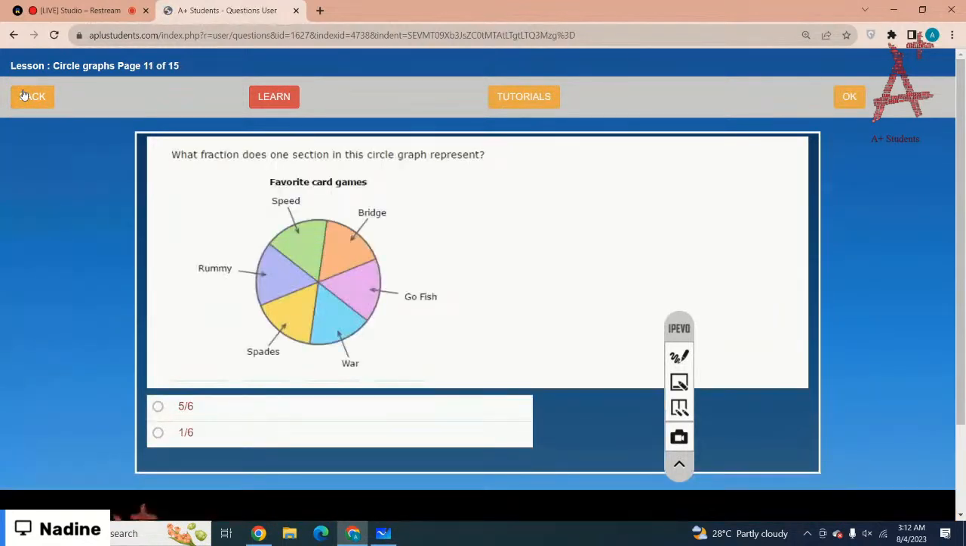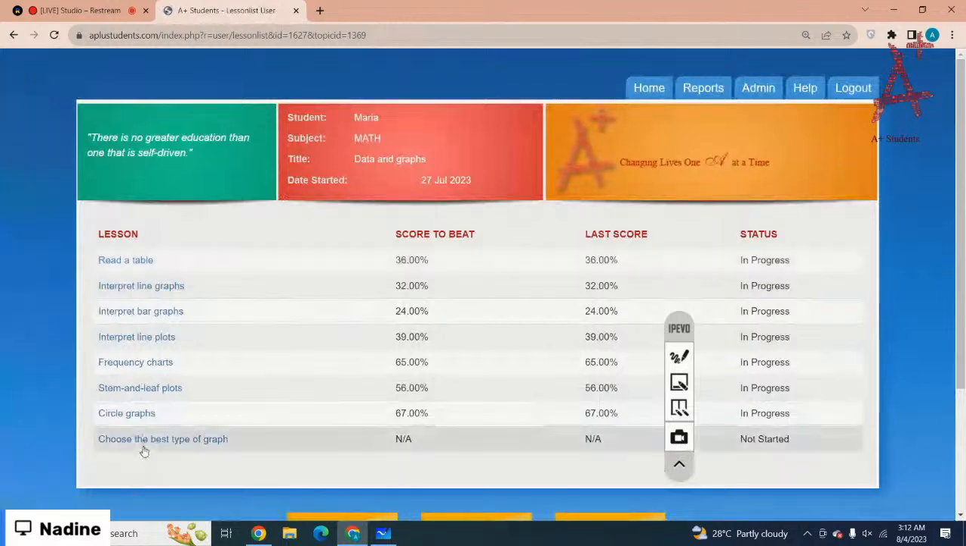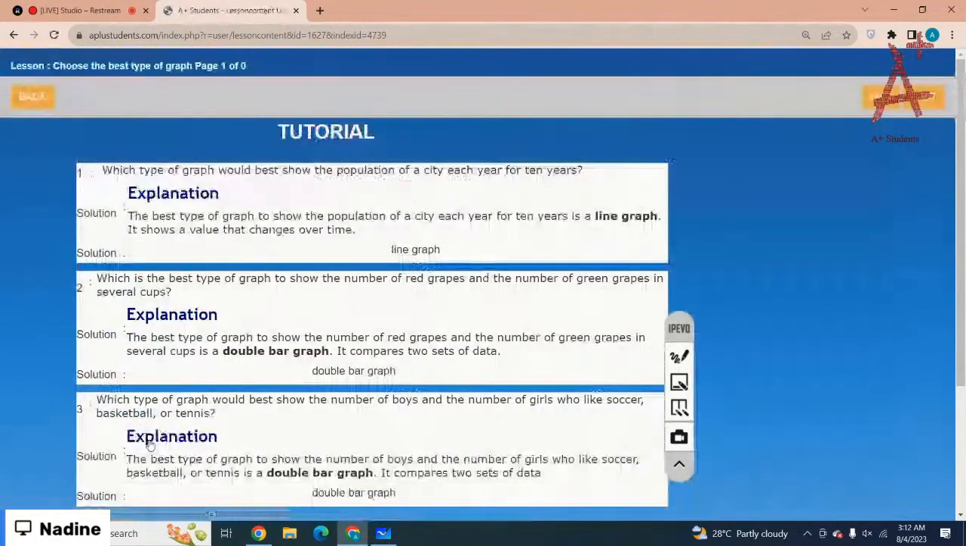The next lesson is choose the best type of graph. So basically, when you are given the data, you have to select what type of graph is suitable for the data, right? So how do you understand?